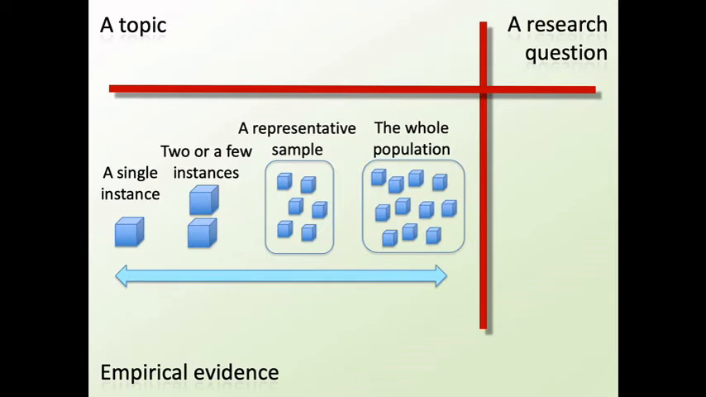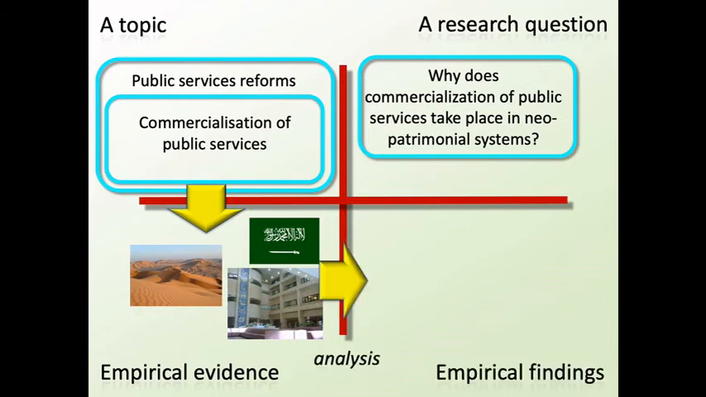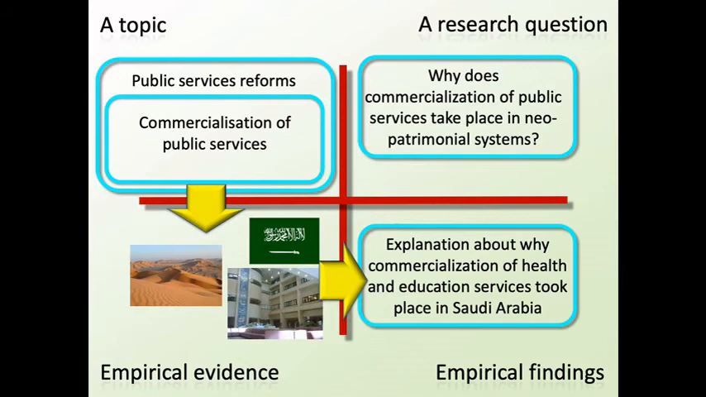The study that I picked as an example looked at the empirical evidence of commercialization of public services in neo-patrimonial systems by selecting the experience of commercialization of healthcare and education that took place in Saudi Arabia over the previous about 10 years. The evidence is then analyzed in order to draw empirical findings, that is, an explanation about why commercialization of healthcare and education services took place. Empirical findings are about the specific instances of the topic in the empirical domain.